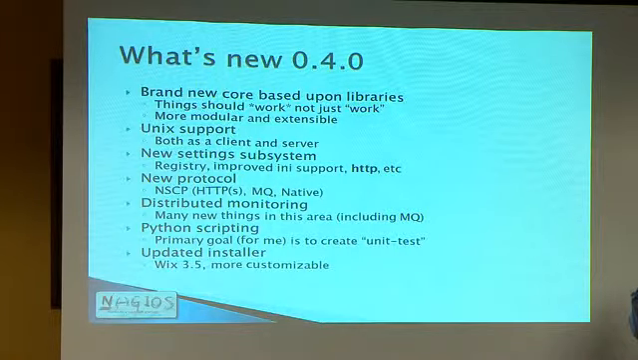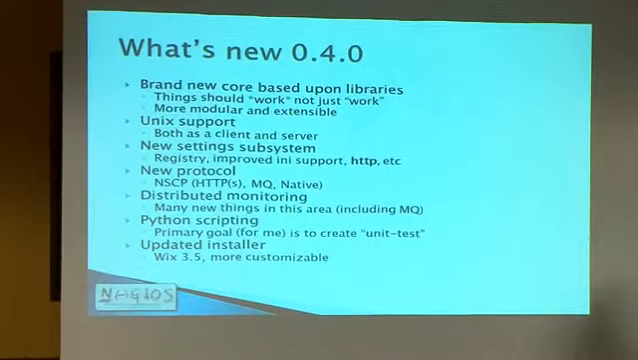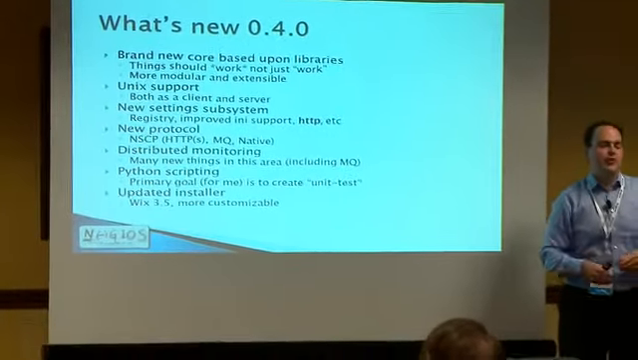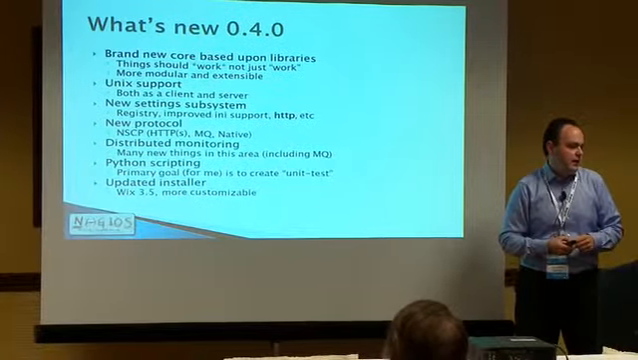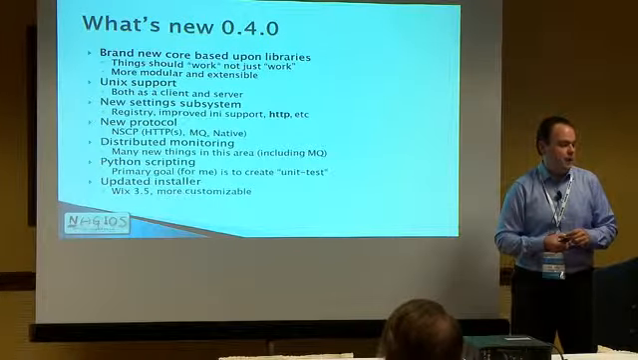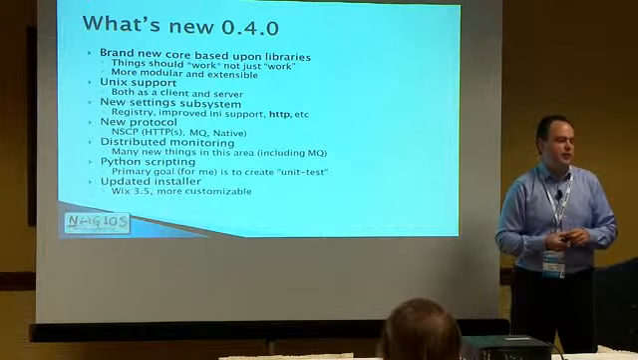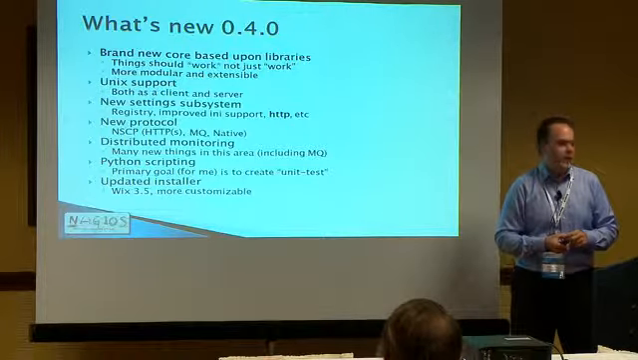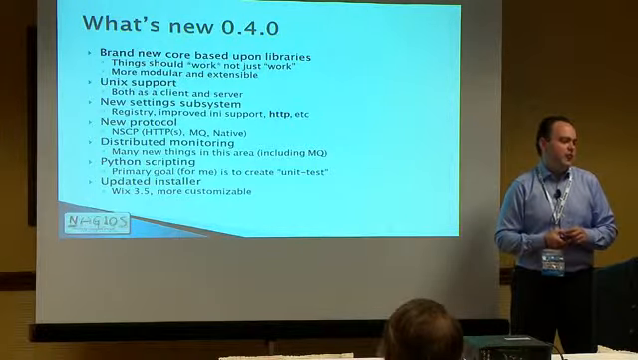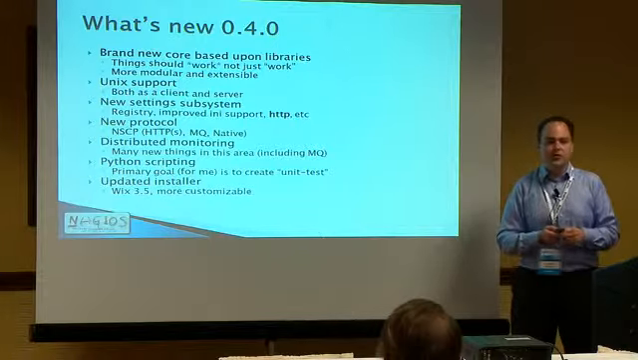The main new thing is that there is a new core, and essentially everything has been rewritten. There is Unix support, of course, which is, I think, kind of neat. And there is a new settings subsystem, which means that it will actually use the registry in a more registry-ish fashion, because it's a hierarchical structure and not just a flat file. There is, as I said, a new protocol. Supports a lot of stuff in the distributed monitoring area. And we have an updated installer and Python scripting, which I also think is kind of neat.